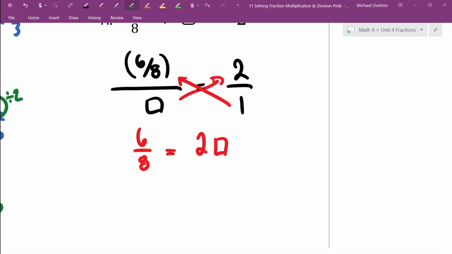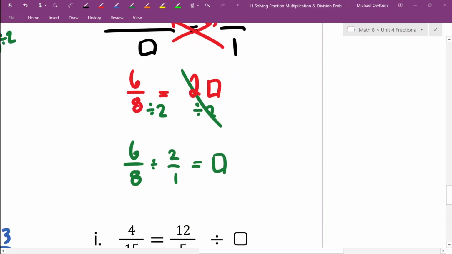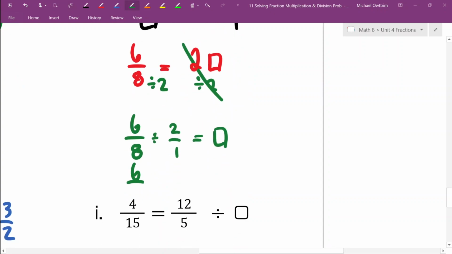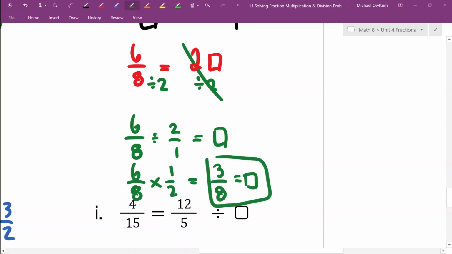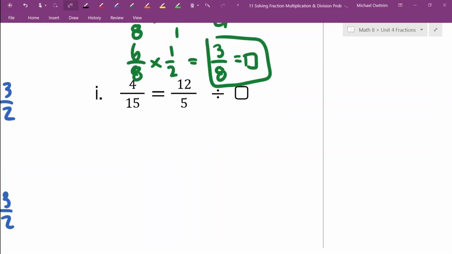Then we'll have to divide both sides by 2 to undo that multiplication. So we'll do our 6 over 8 divided by 2 over 1 is equal to our box. And we'll need to flip and multiply. So 6 over 8 times 1 over 2 will give us 3 over 8 in simplest form for the value of our box. So that one's a little bit trickier, applying that idea of cross multiplication as well.